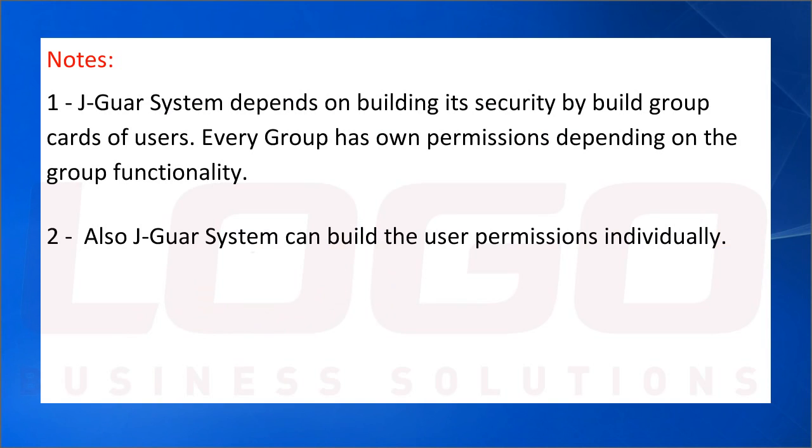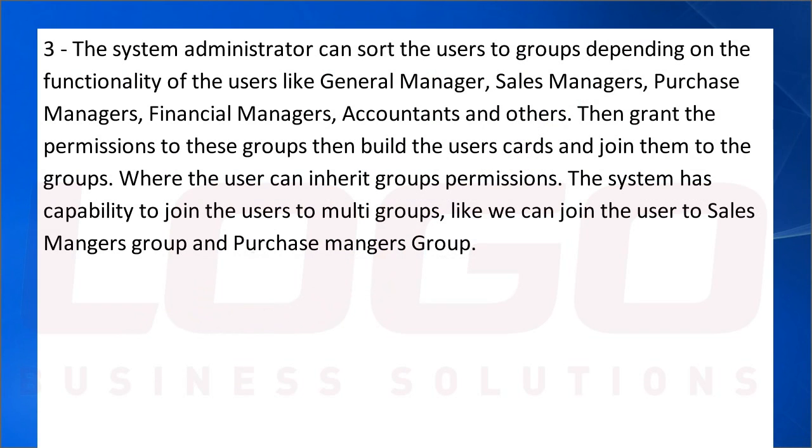Notes. 1. Jaeger system depends on building its security by building group cards of users. Every group has own permissions depending on the group functionality. 2. Also Jaeger system can build the user permissions individually. 3. The system administrator can sort the users to groups depending on the functionality of the users, like general manager, sales managers, purchase managers, financial managers, accountants and others.